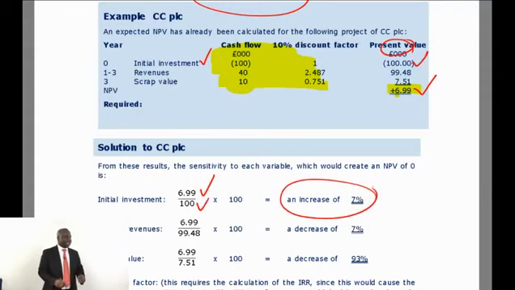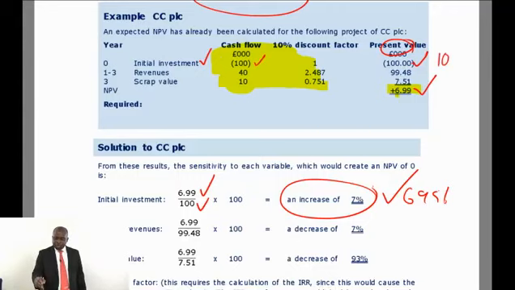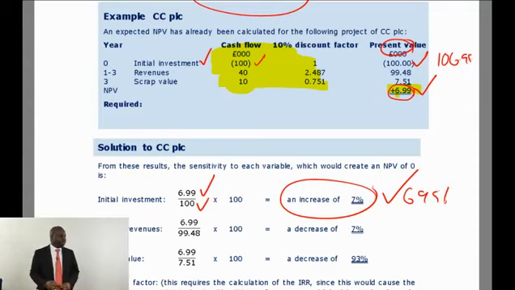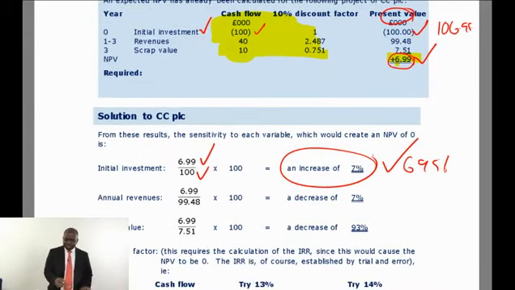7%. Meaning, okay, as long as your cost or initial investment increases by 7%, your NPV will be equal to 0. Technically, if you look at it well, this should have been 6.99%. They approximated it. If I increase 100 by 6.99, it will give me 106.99. It will wipe out this 6.99 here, and NPV will be equal to 0.